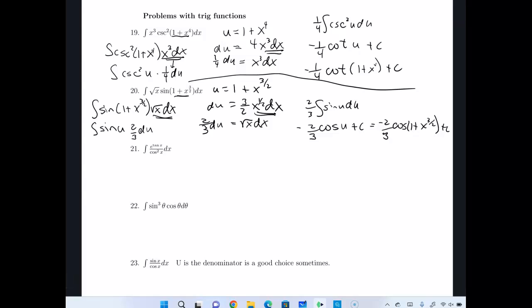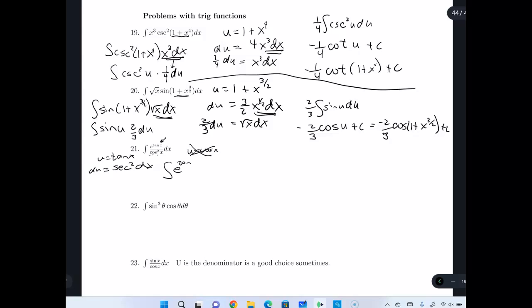Okay, so sometimes the denominator is a good choice, but can you see if I let u equal cosine? That's not going to be helpful. I'll get negative sine. That's not going to help. But we go inside the exponent of the exponential. So if I let u equal tangent, you see that du is secant squared. Do I have a secant squared?